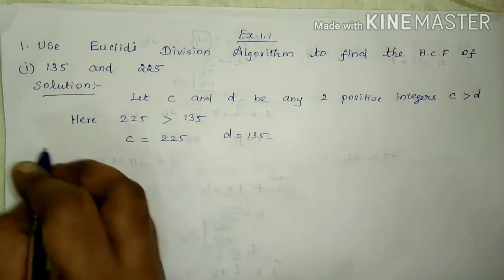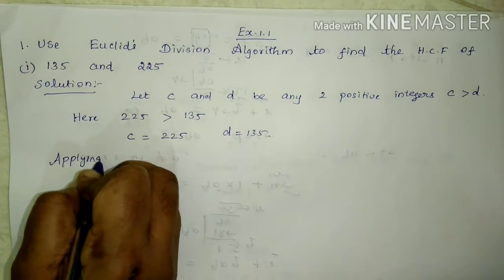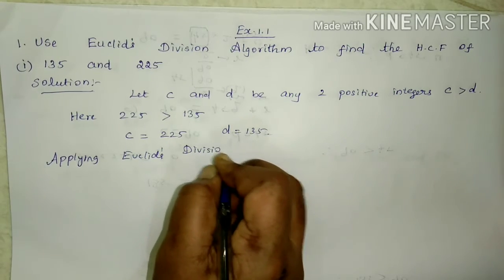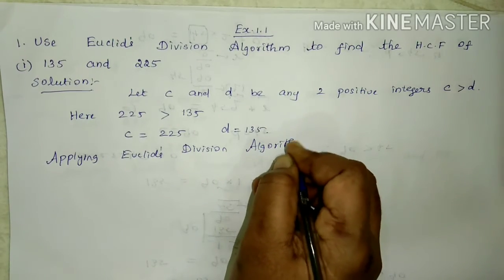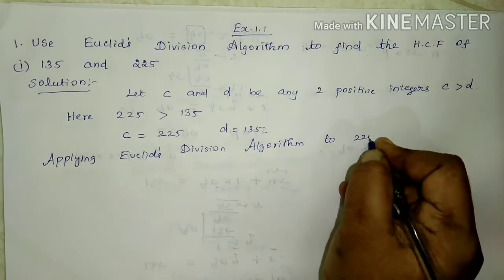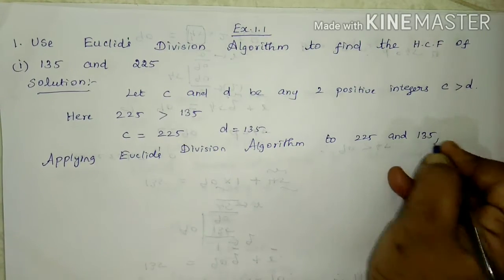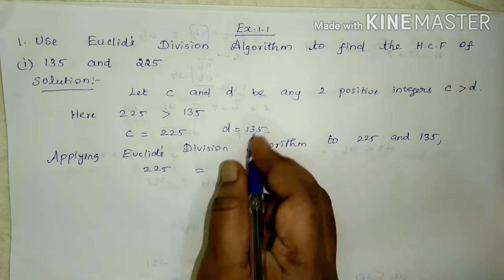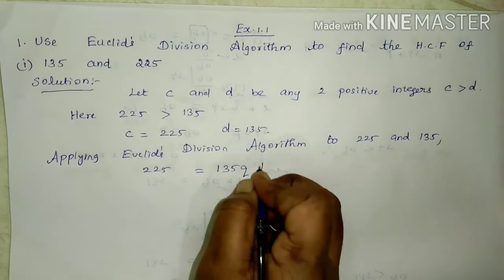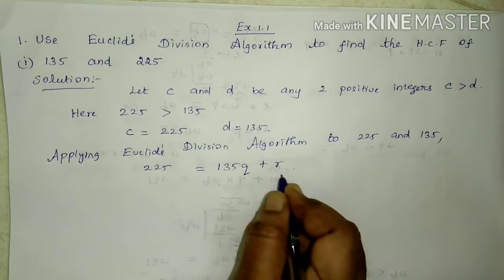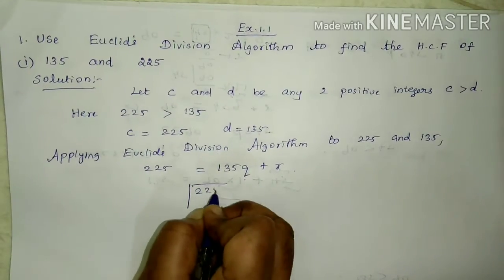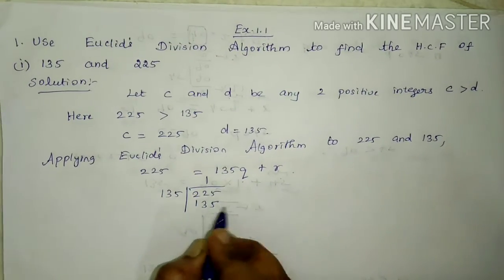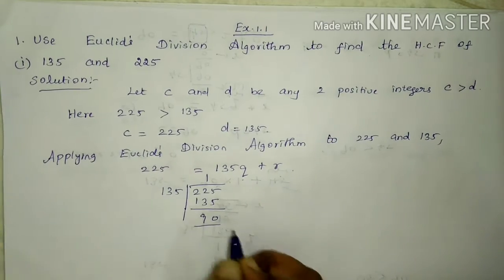Applying Euclid's division algorithm to the numbers 225 and 135, we get 225 equal to, that is C is equal to D into Q, that is 135 into Q plus R. In order to find the value of Q and R, we have to divide this number 225 by 135. So one time, that is 135, we get the remainder as 90.